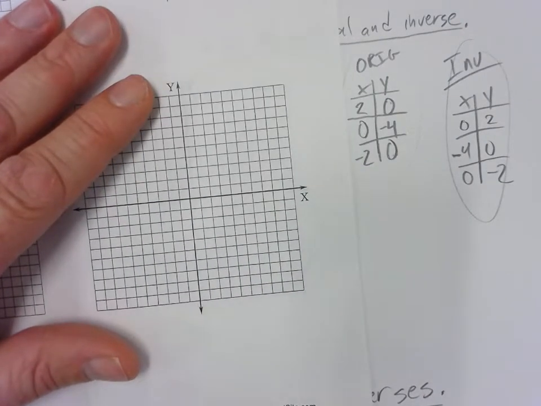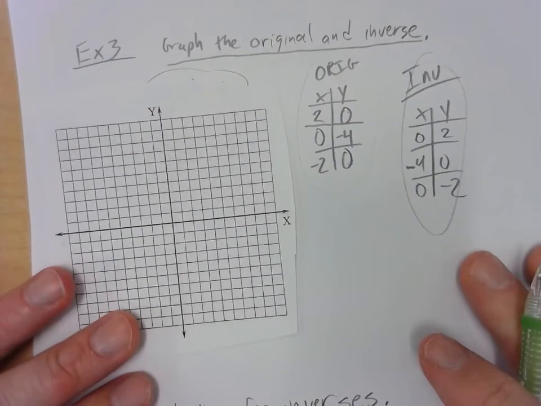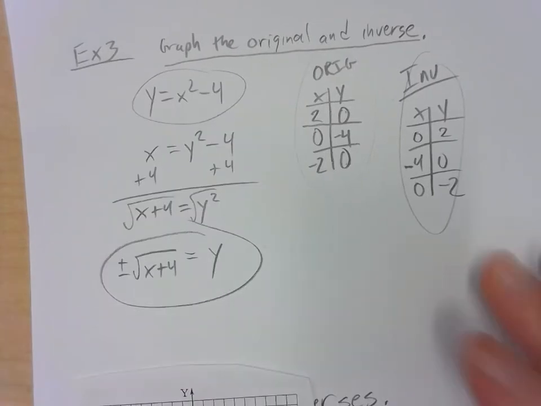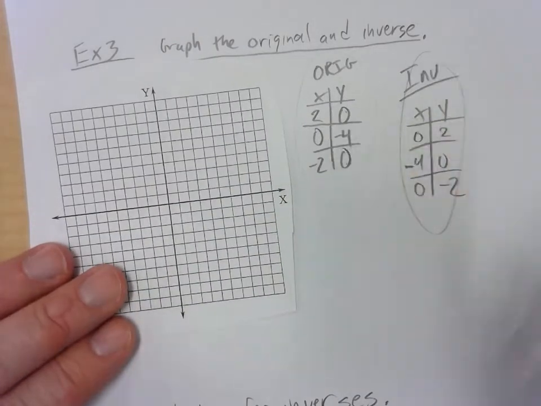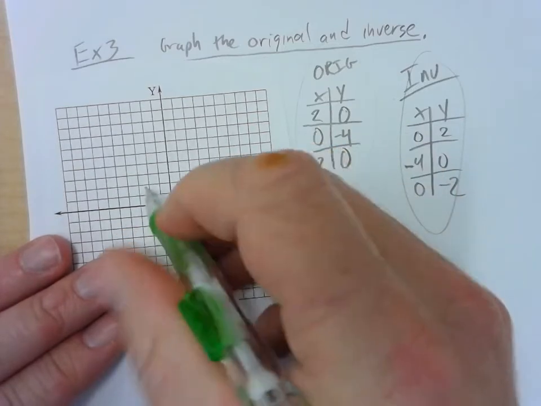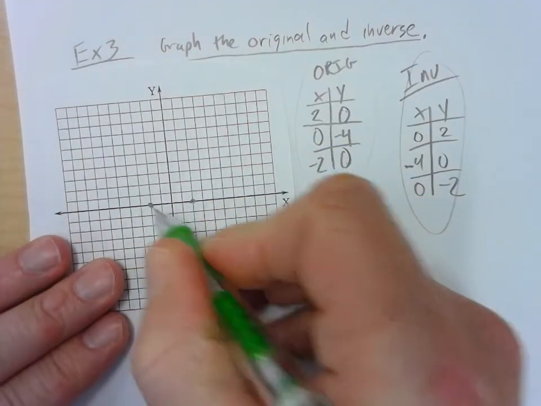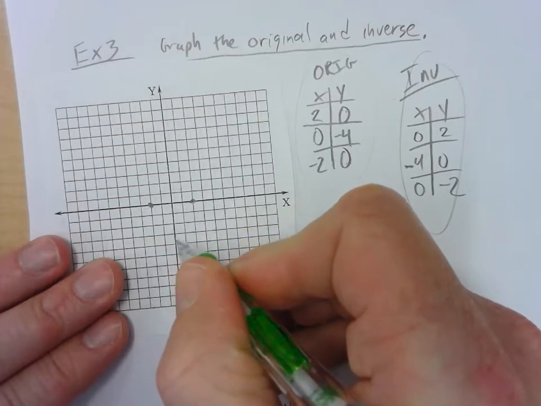What I need to do is I need a little bit more space here, so I'm going to pause it for a second. I took some scissors and I cut this out so we could see it a little bit better. So there's my work, there's the original, there's the inverse equation, it's a square root equation, here's the graphs. So the original is going to be 2, 0, which is this way, negative 2, 0, which is that way, and then down 4 spaces, 0, negative 4, that's 1, 2, 3, 4.